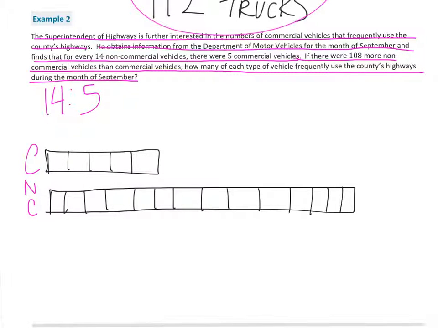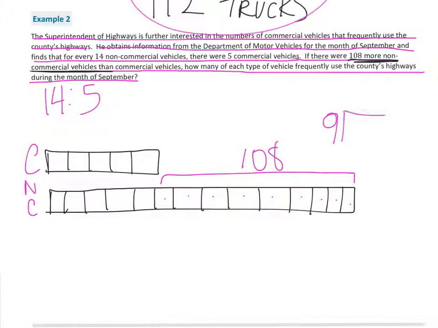Now, here's where you've got to pay attention. There were 108 more non-commercial vehicles. So that means that this part right here, this is the more. So this right here is 108. So these 1, 2, 3, 4, 5, 6, 7, 8, 9 chunks all add up to 108. So if that's 108, then how many is each chunk going to be worth?